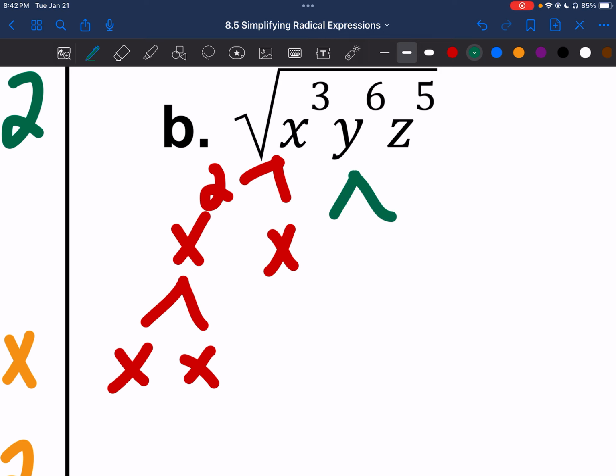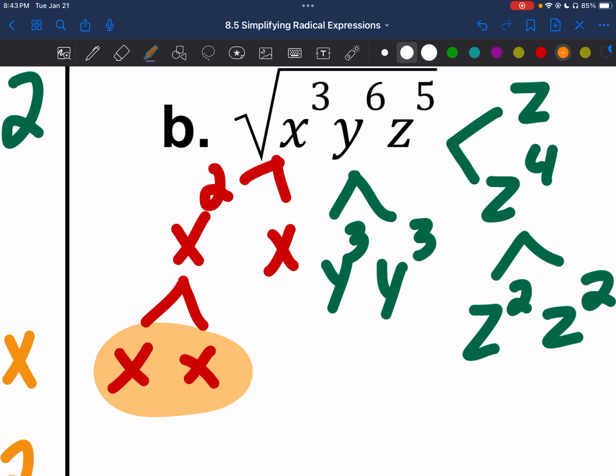y to the 6th, again, it's an even, so if we divide it by 2, we get y to the 3rd, y to the 3rd. And then z, we've got z, and then we've got z to the 4th, which we can divide in half and be z squared, z squared. So now, when I highlight, what are my pairs? I have a pair of x's right there. I have a pair of y cubeds, and I have a pair of z squareds.